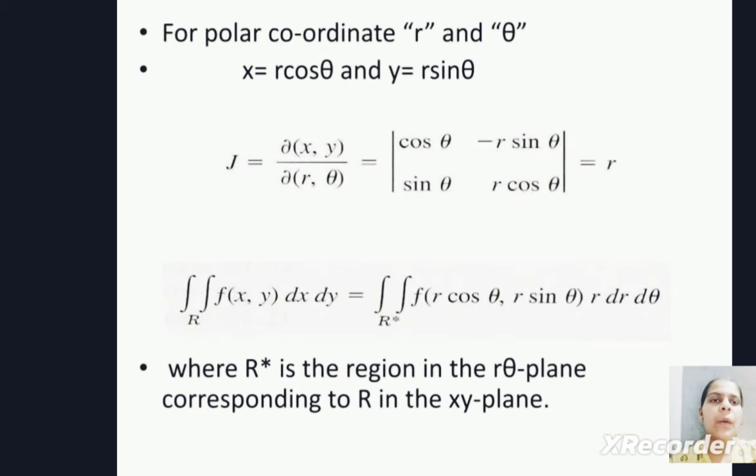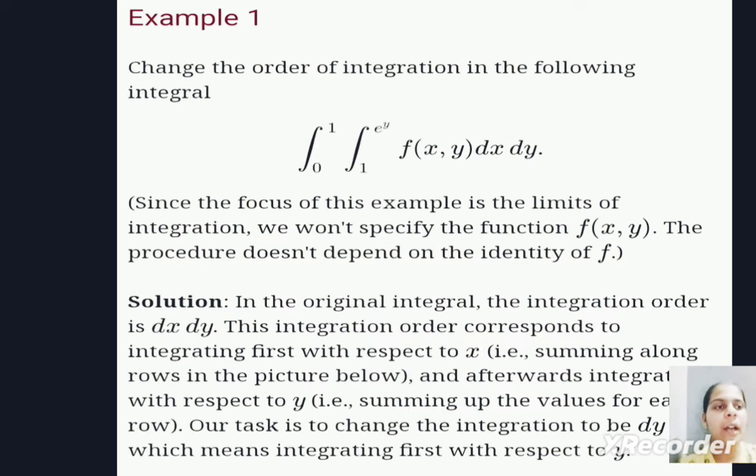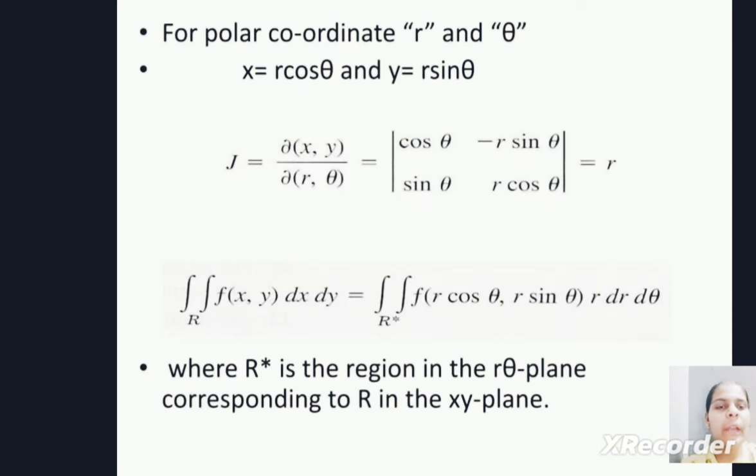For polar coordinates r and theta, x equals r cos theta and y equals r sin theta. J equals del of x comma y divided by del of r comma theta, which is the determinant cos theta, minus r sin theta, sin theta, r cos theta, equals r. Double integral over R of f of x comma y dx dy equals double integral over R star of f of r cos theta, r sin theta, times r dr d theta, where R star is the region in the r theta plane corresponding to R in the xy plane.